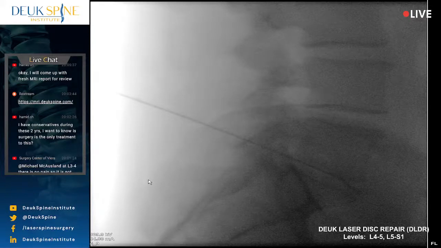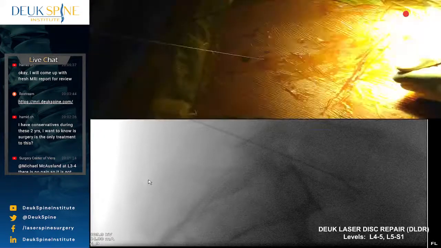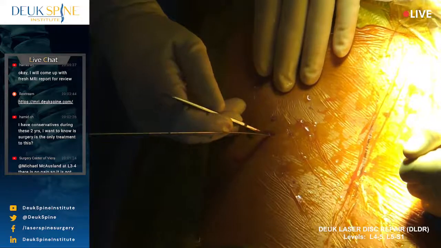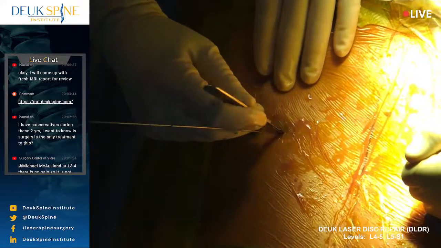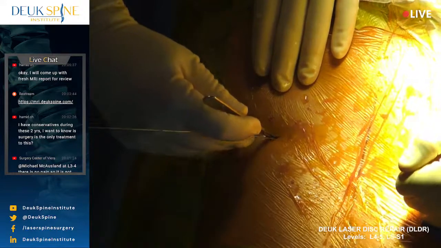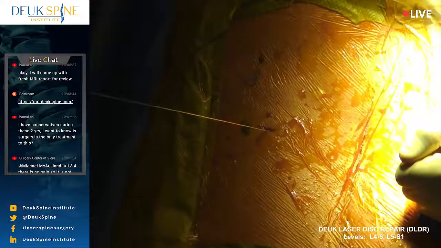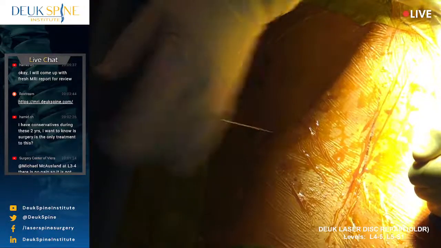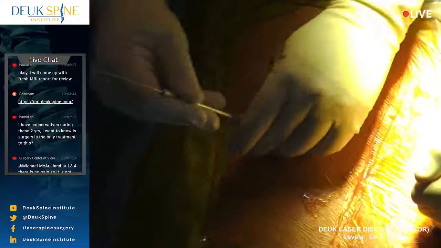All right. L5-S1. Let's see what we got here. Got the guide wire in, needle out. Shot. Looks good. We'll make our incision 7 millimeters. He's going to have 2 7-millimeter incisions because he is special. He's got problems on both sides. That's why we have to go on both sides.